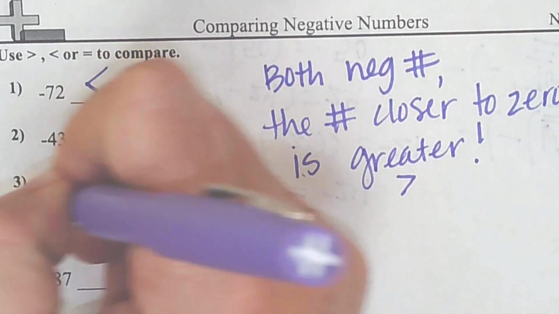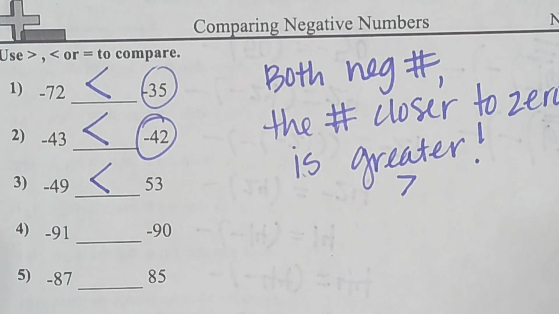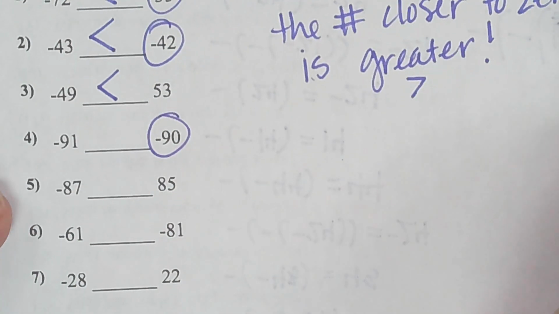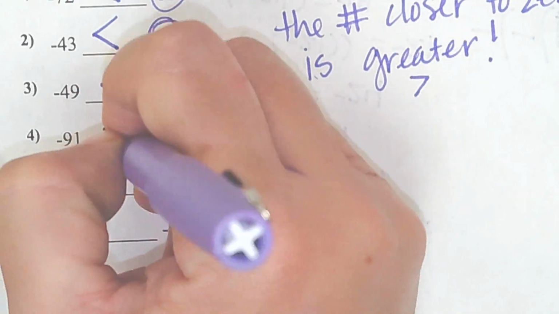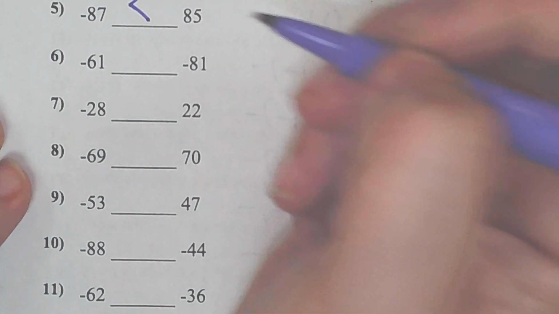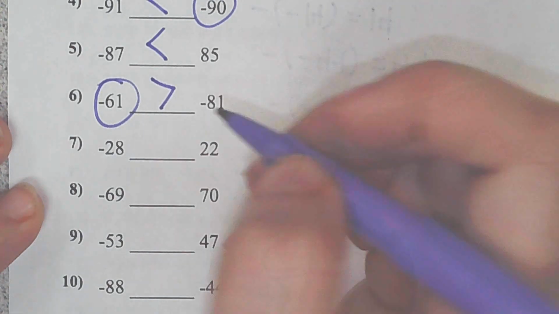My next one, it's a negative and positive. A negative is always smaller than a positive. Negative 90 is closer to 0, so negative 91 is less. Negative is always smaller than a positive. This one, negative 61 is closer, so it's definitely going to be greater than negative 81.